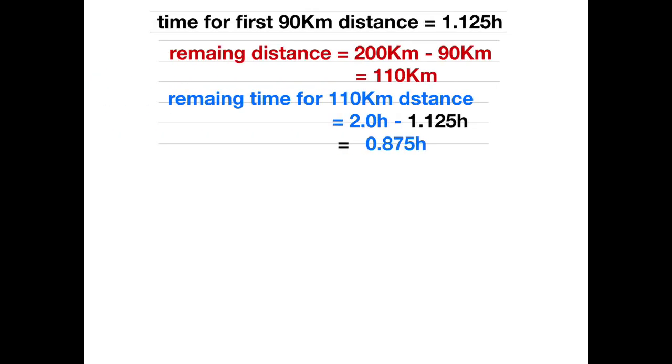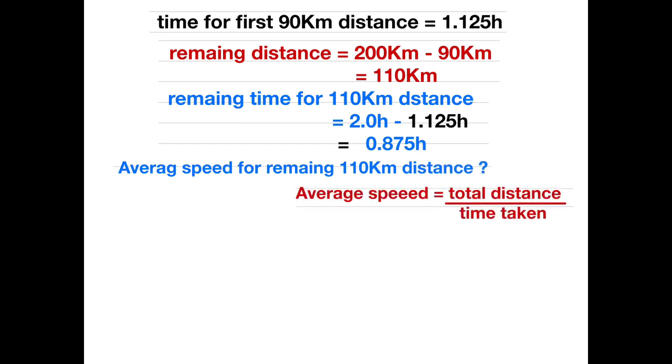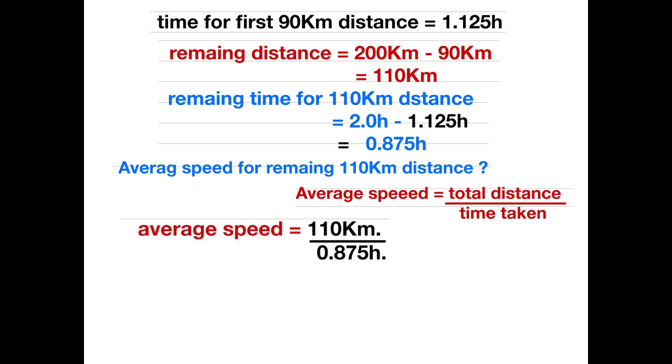So we have the time for the remaining journey, we have the distance for the remaining journey, and we are asked to calculate the average speed for the remaining journey. So let's reuse the average speed formula: average speed equals total distance divided by total time. Just plug in the values: total distance now is 110 kilometers and the time for 110 kilometers is 0.875 hours. Dividing the two, we get 125.7 kilometers per hour, which can be rounded to 126 kilometers per hour.